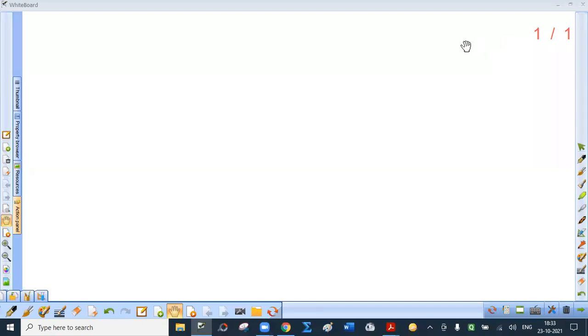Sum number 14. Find the number of ways in which 5 letters can be posted in 3 post boxes if any number of letters can be posted in the post box. Okay. Write down the solution. 5 letters to be posted in 3 post boxes.